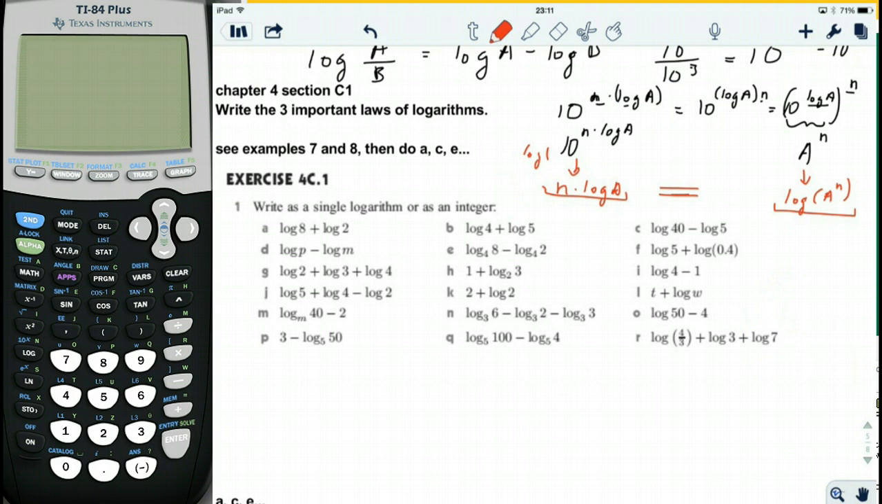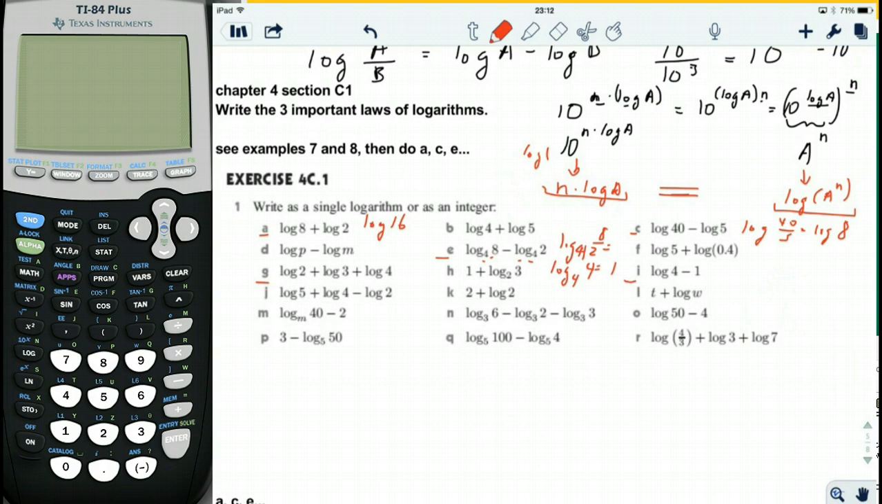Write as a single logarithm or as an integer. And we're doing ACE. Okay? So log of 8 plus log of 2, that's the same thing as log of 8 times 2, okay, which would be 16. Log of 40 minus log of 5, that's the same thing as log of 40 divided by 5, which would be log of 8. Log base 4 of 8 minus log base 4 of 2, well, that would be log base 4 of 8 divided by 2, which would just be log base 4 of 4, which would be equal to 1.